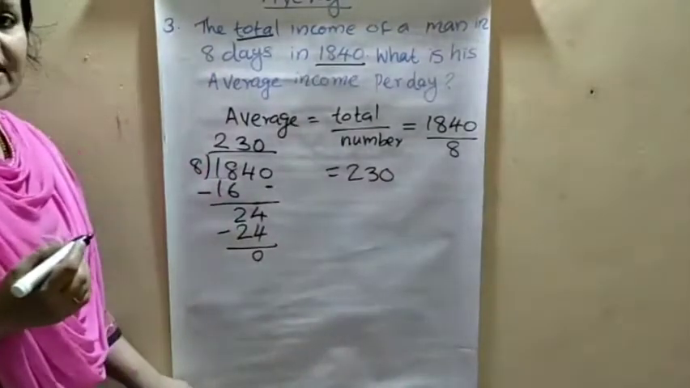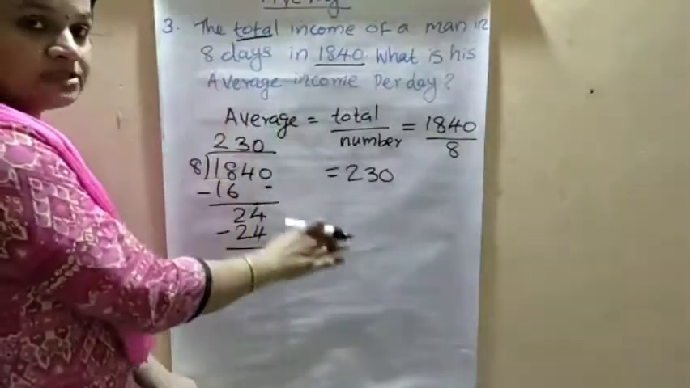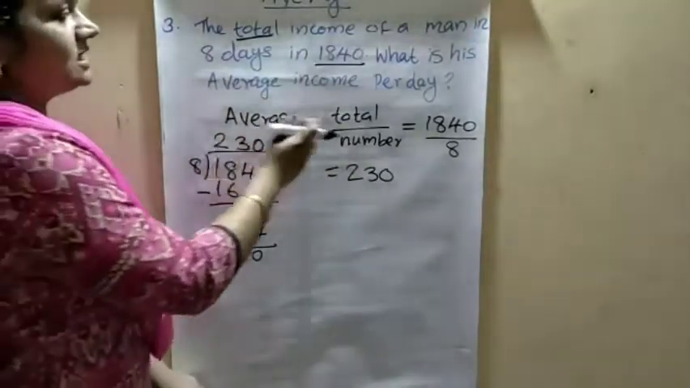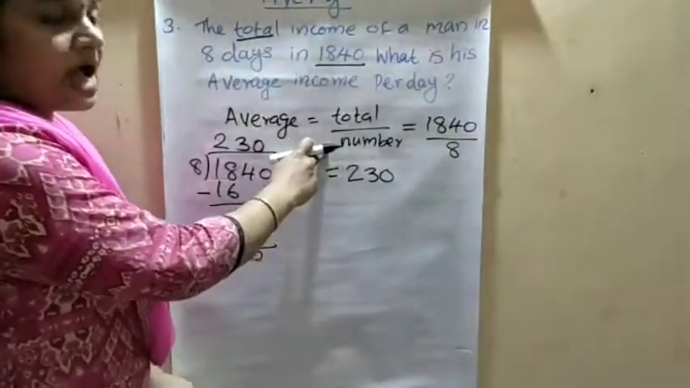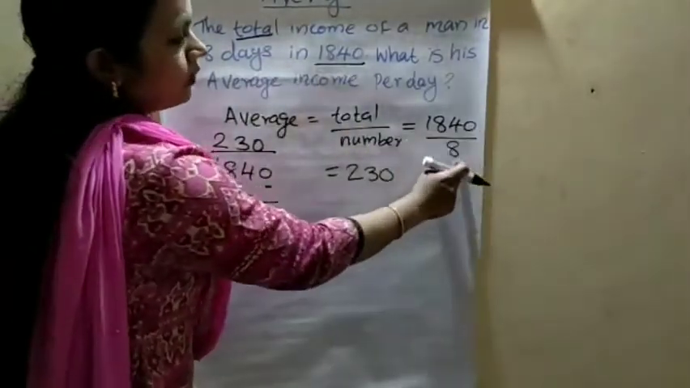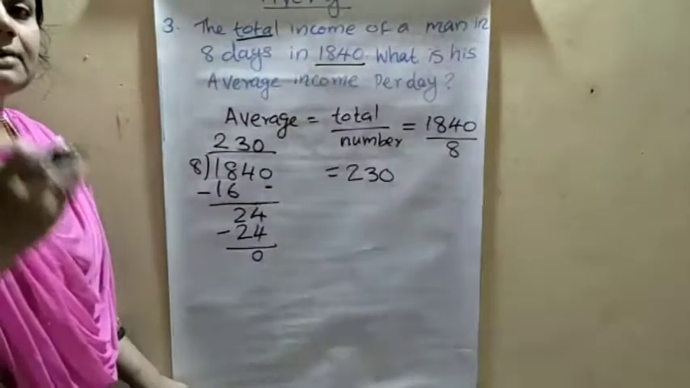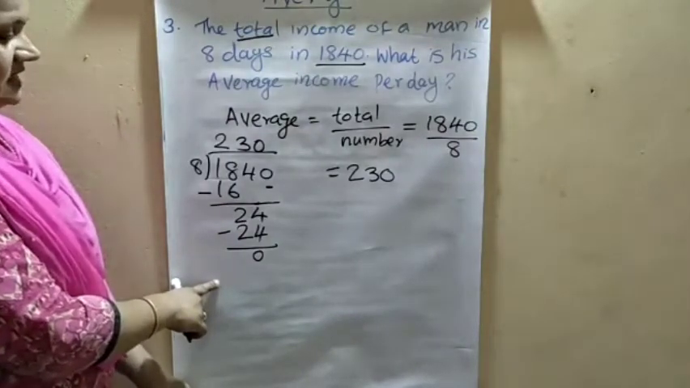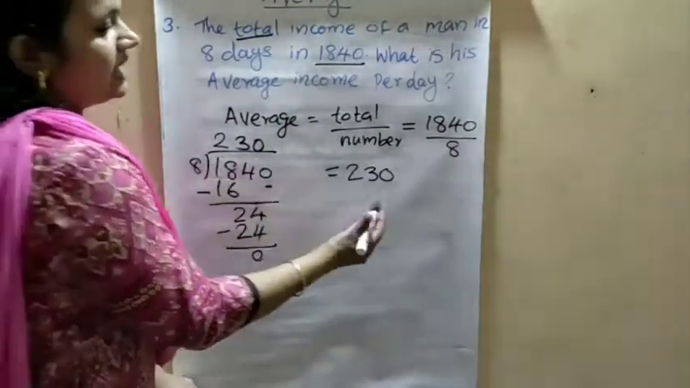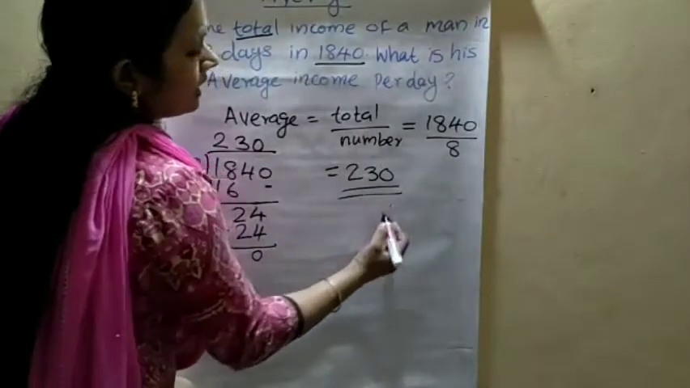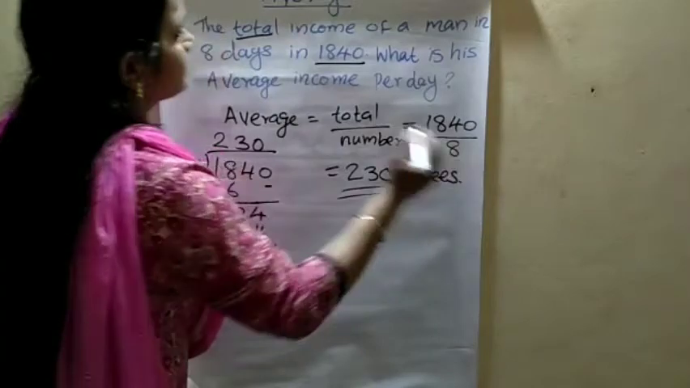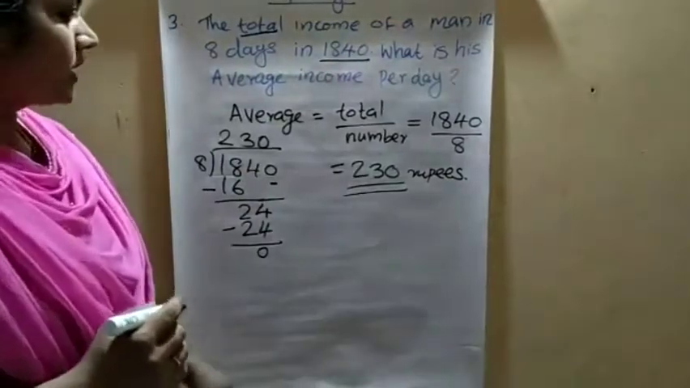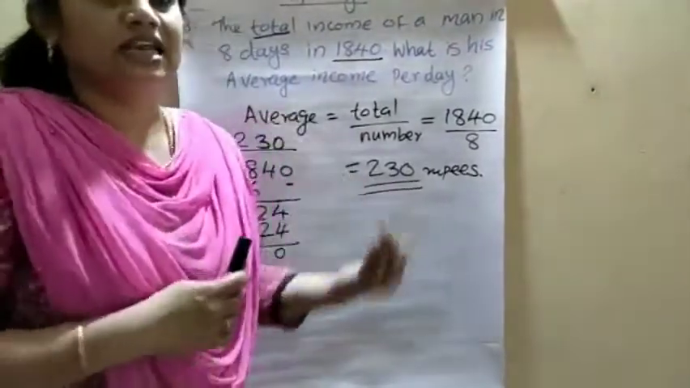Okay children, in this problem the groups of numbers are not given, only the total and the number of days. Then you find the average income per day as total divided by the number of addends. Total is 1840 divided by 8. Then using the multiplication table of 8 and doing this division, we got the average income per day as 230 rupees. Okay children, I hope you all understand these 3 problems.